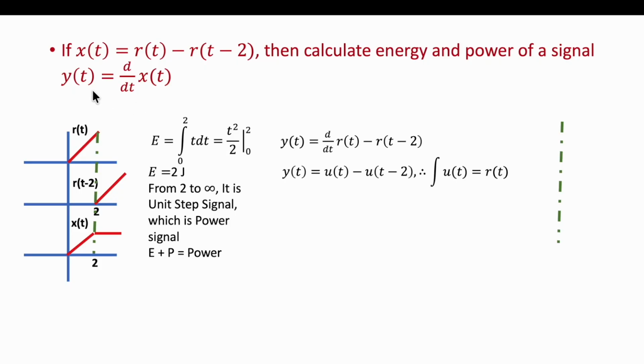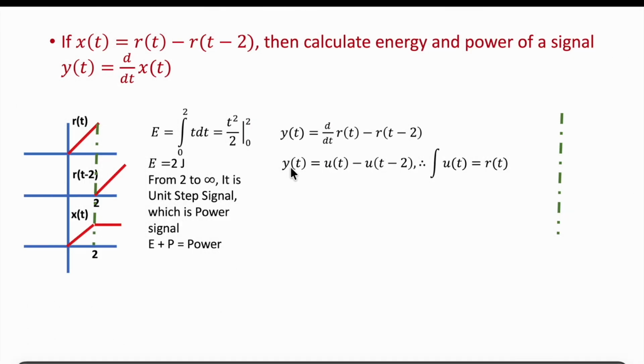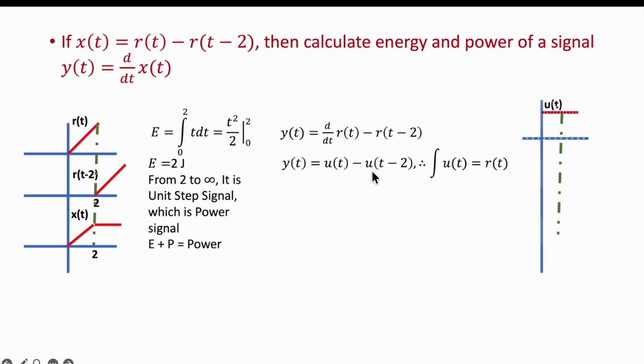Second, you need to calculate the energy and power of y(t), which is the derivative of x(t). So you write the derivative of x(t), which is r(t) minus r(t-2). You know the integral of the unit step is the ramp function, and the derivative of the ramp is the unit step. So the answer is y(t) equal to u(t) minus the shifted version of the unit step. Then you can draw that signal using this graph.